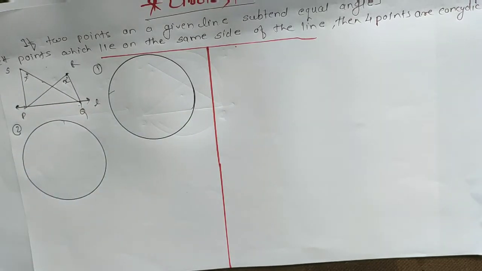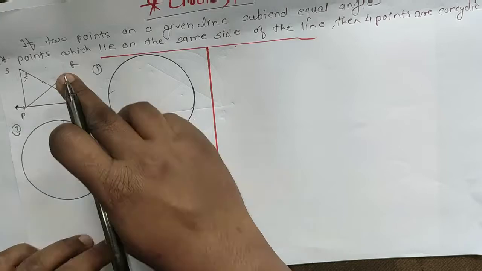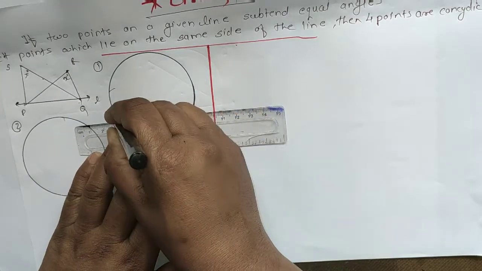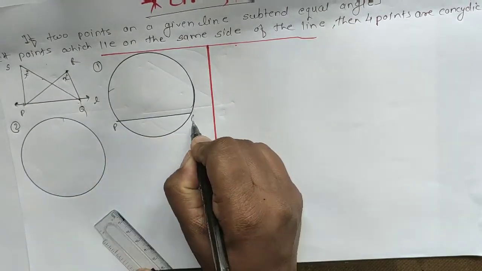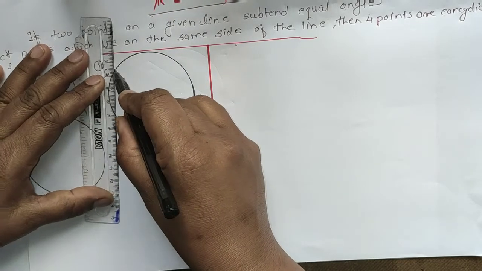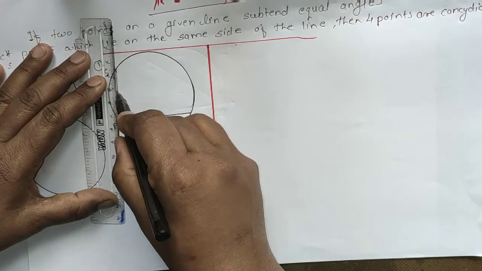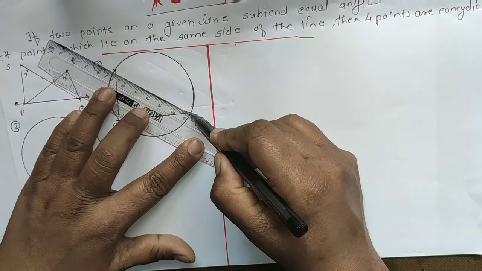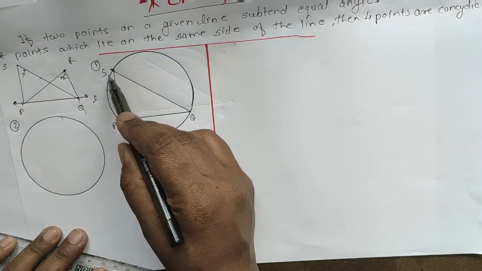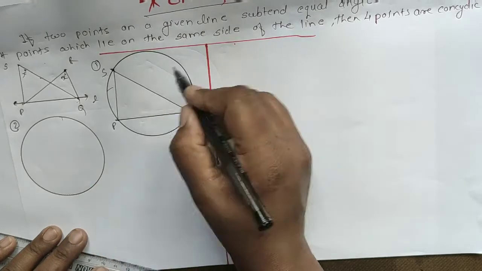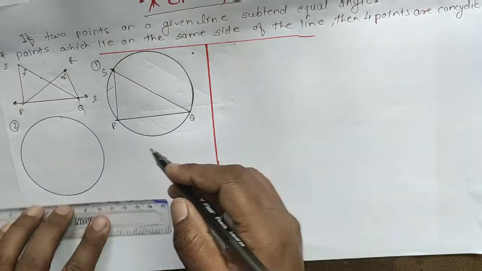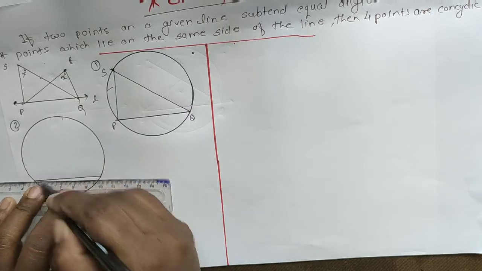As you know, the circle passes through 3 non-collinear points. So this is P, this is Q, and this is S. From these 3 points the circle is passing, and the circle is not passing through the point R. That we have to consider. So if the circle is not passing through R, then point R may be exterior to the circle.